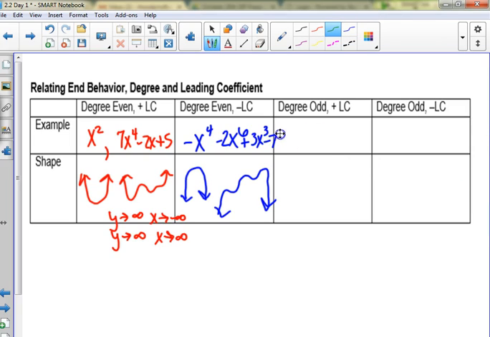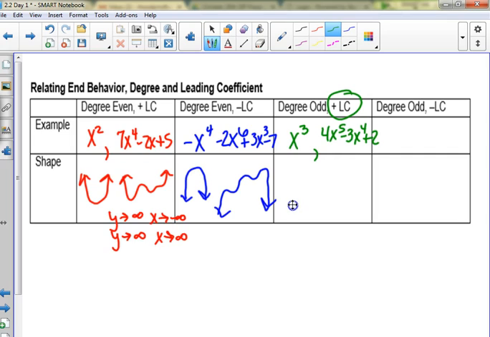All right. Odd degree. Give me an example. Okay. And a positive leading coefficient. So it could be 4x to the 5th minus 3x to the 4th plus 2. Who knows? As long as the leading coefficient is positive and the biggest exponent power is an odd number, what's the shape going to look like? Odd means the ends are going opposite directions.